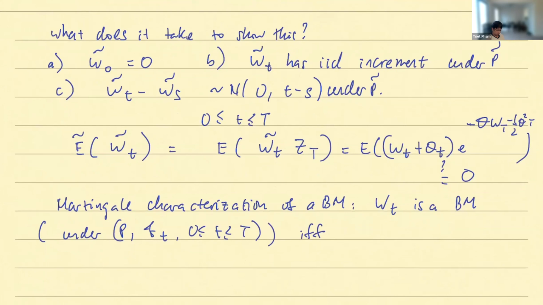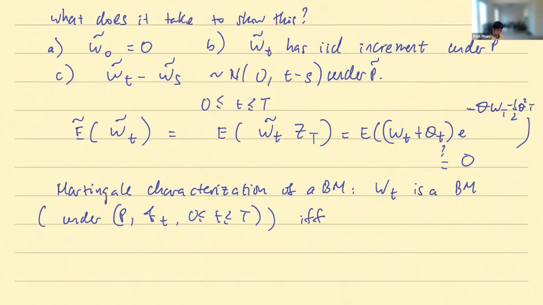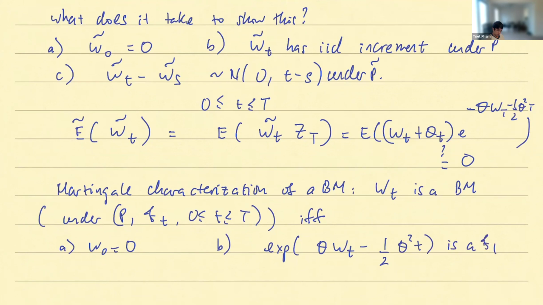if and only if, first, we suppose it starts at 0. That's just something that has nothing to do with probability. It's just where you anchor the process. But the second one will be interesting. It says that the exponential martingale process associated with W, namely this, is an F_t martingale for any theta. The emphasis is on any theta.